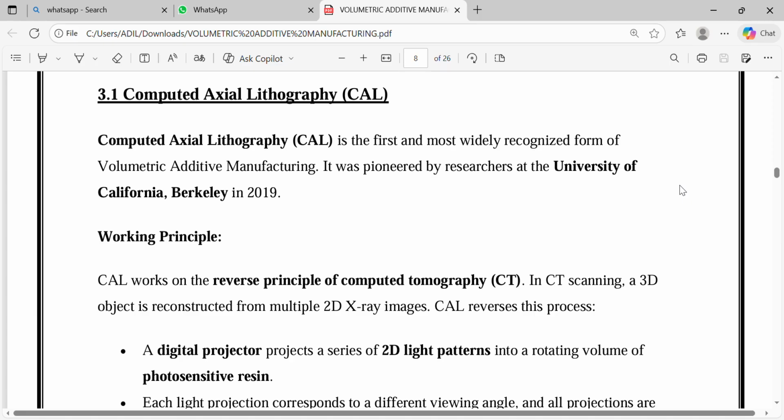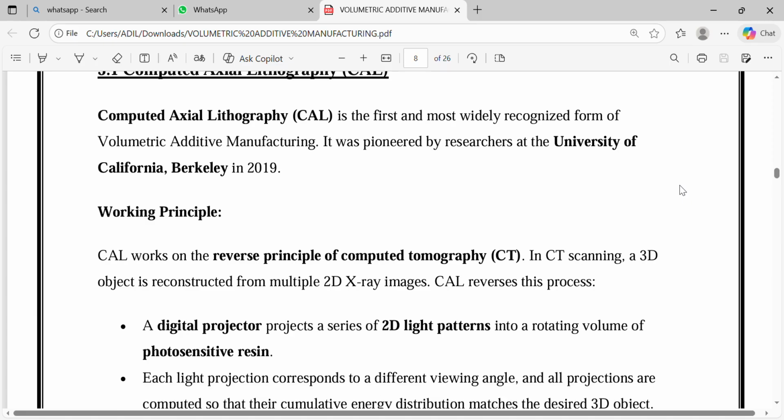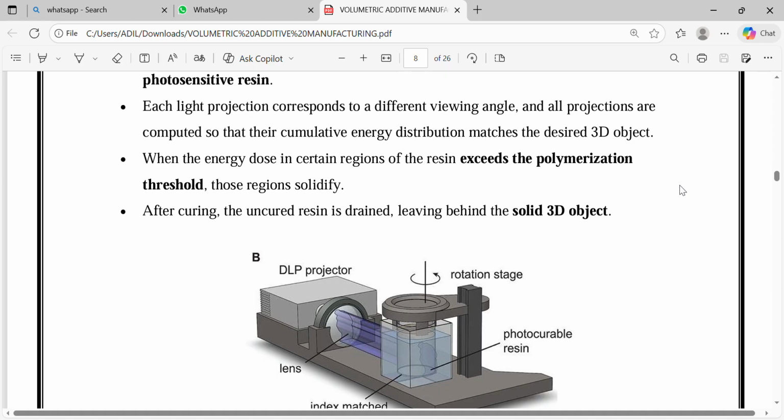Digital projectors project a series of 2D light patterns onto a rotating volume of photosensitive resin. Each light projection corresponds to different viewing angles, and all projections are computed so that their cumulative energy distribution matches the desired 3D object. When the energy load in certain regions of the resin exceeds the polymerization threshold, those regions solidify. After curing, the uncured resin is drained, leaving behind the solid 3D object.